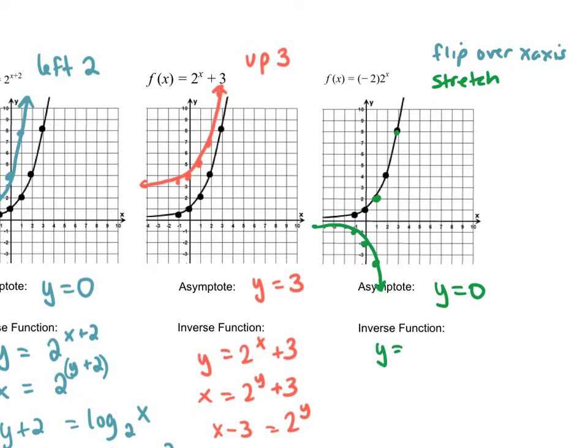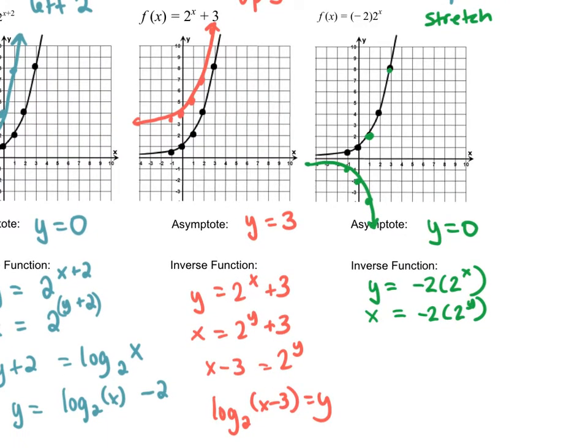Inverse function, same thing. y equals -2 times 2 to the x. So I'll switch x and y. And these inverse functions are really not as important for exponentials. They become really important when we do logarithms in the next section. So I'll divide by -2 to get that exponential by itself. So I get x over -2 equals 2 to the y. And then I can simply change to log form. So log base 2, again, the exponent goes by itself, of x over -2.